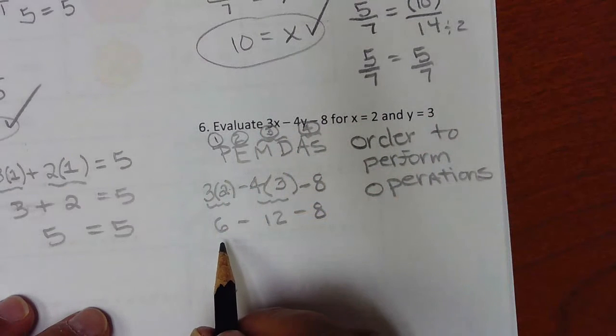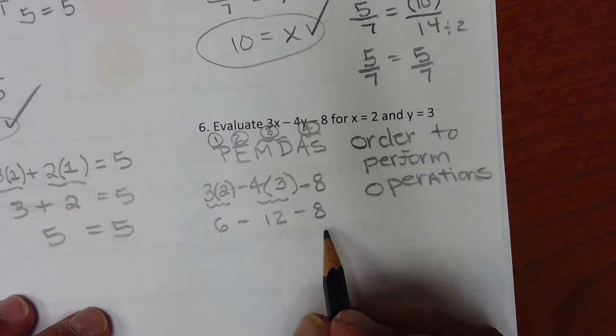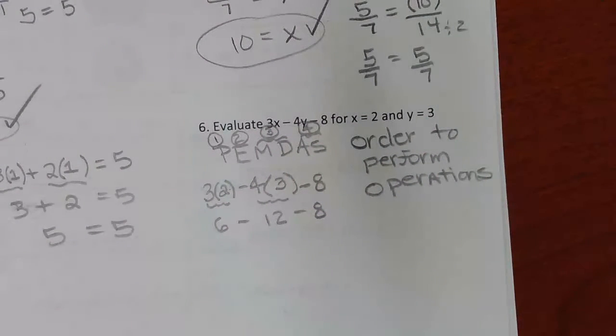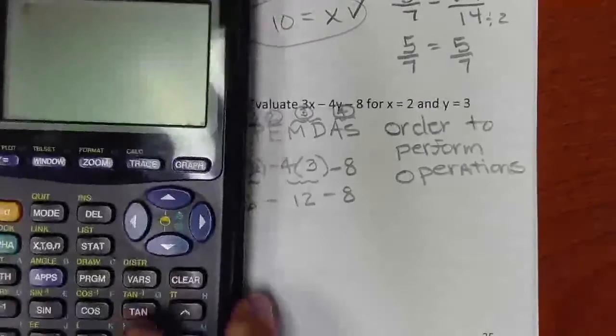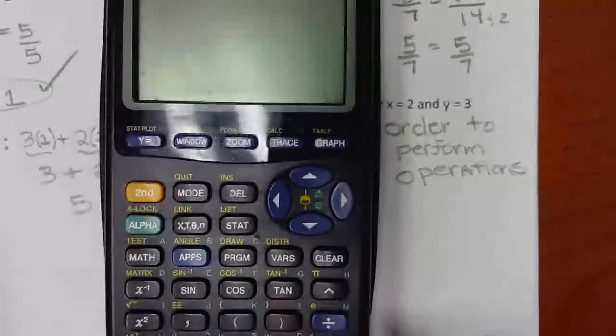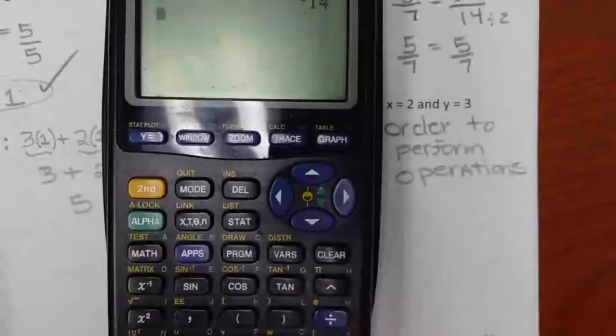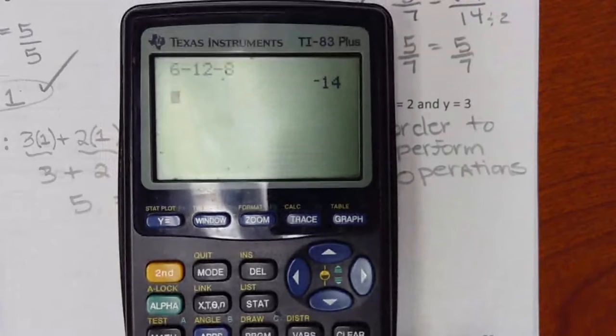Put two numbers together at a time, or put all three in your calculator. I say 2 at a time just because I do it in my head, but you can just put all 3 of them in there if you want to. Just go 6 minus 12 minus 8. Okay, negative 14.